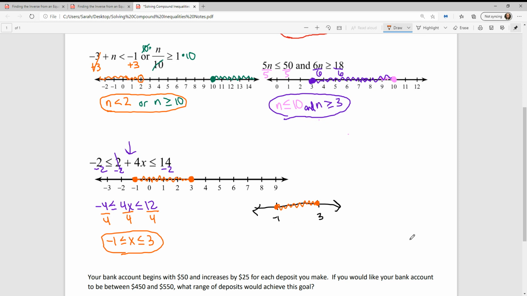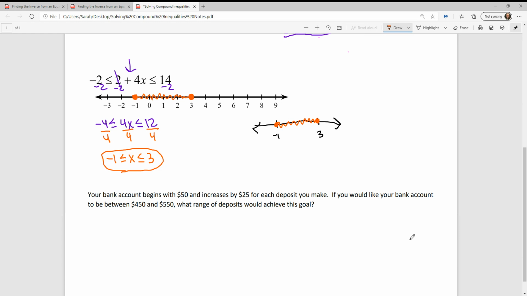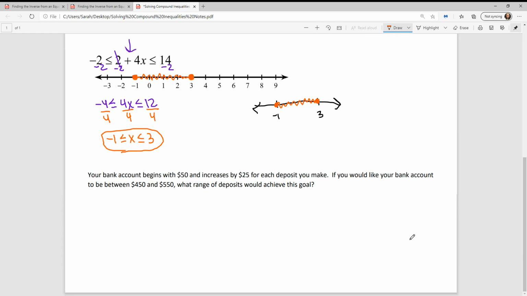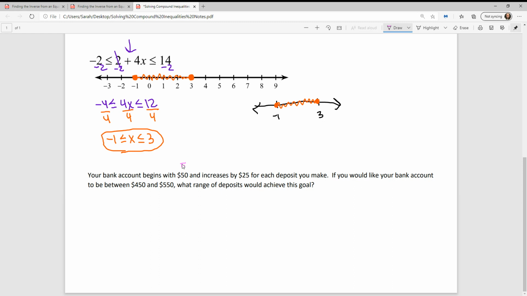All right, the last thing we're going to do for compound inequalities is solve a word problem. Your bank account begins with $50 and increases by $25 for each deposit you make. Let's put that part into numbers. We start with 50, increases by 25, so plus 25 for each deposit. Do we know how many deposits we're making? Nope. So deposits are x. So part of our inequality is going to be 50 plus 25x.